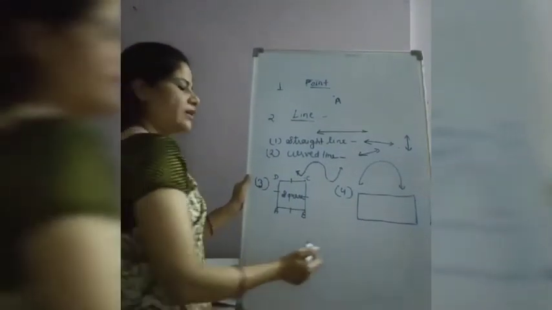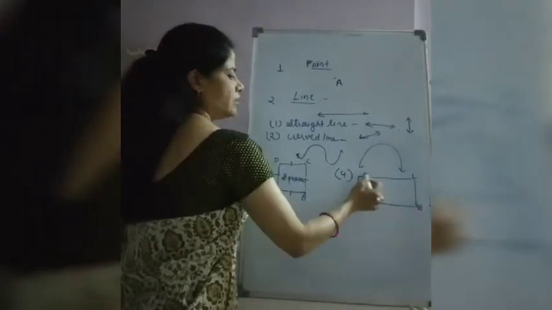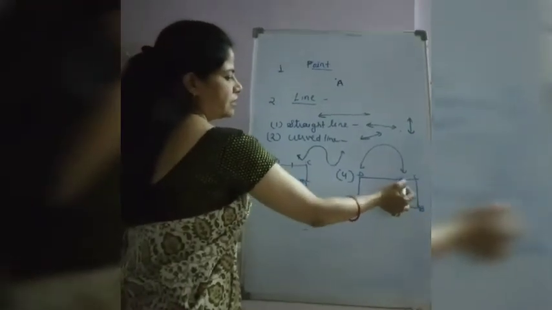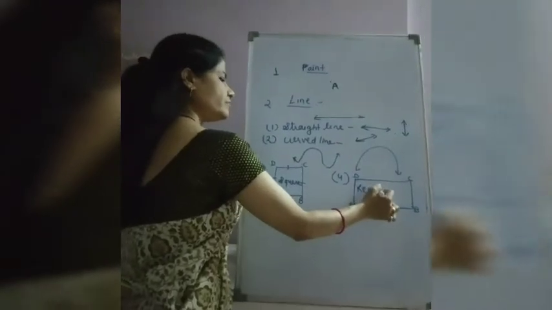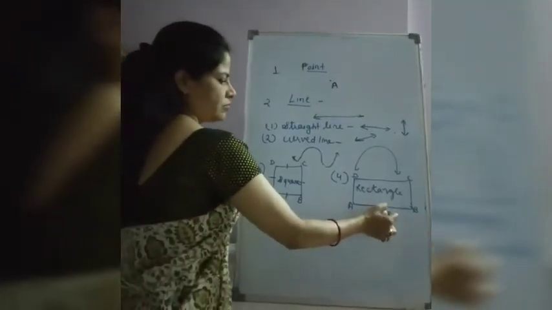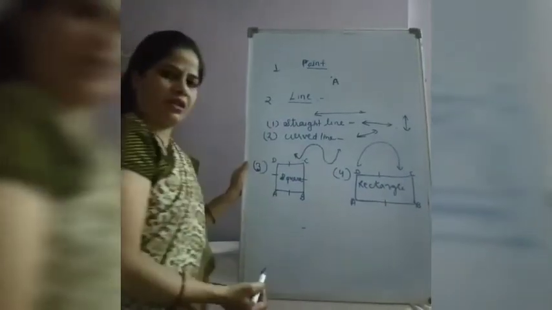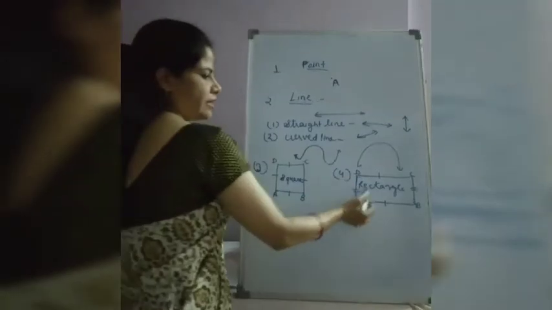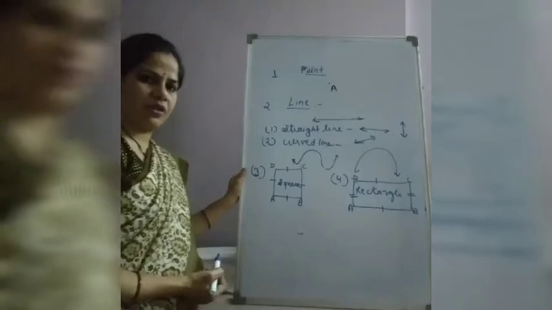What is rectangle? A rectangle has four corners, A, B, C, D and four sides, AB, BC, CD and DA. And in rectangle opposite sides are equal. So AB and CD are opposite sides. So AB and CD are equal and AD and BC are equal. Why? Because AD and BC are opposite sides. So in rectangle AD and BC are equal.